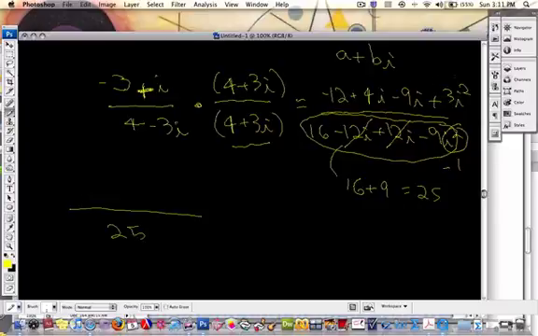The numerator, 3 times i squared, that's 3 times negative 1, or minus 3. So minus 12 minus 3 is minus 15. 4i minus 9i is negative 5i. Okay.